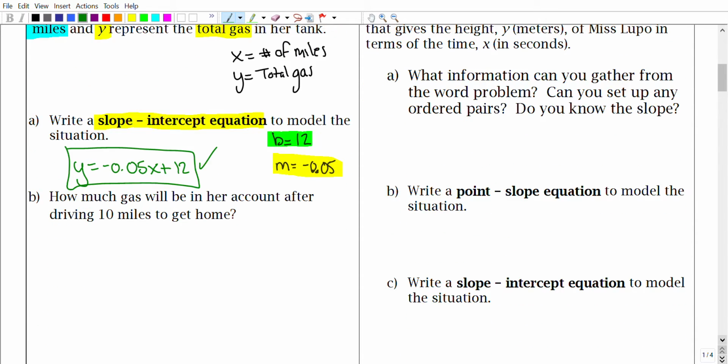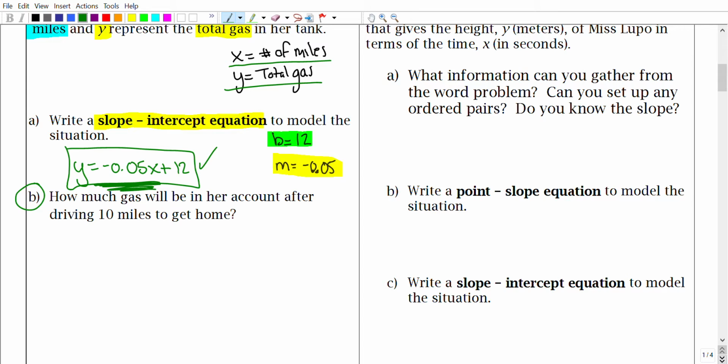Now it says how much gas will be in her account after driving 10 miles to get home. So even before I answer this question, I want you guys to understand the reason why we do like to write linear models like we just did. We just wrote this equation that models the situation above. So now we can answer these types of questions, okay? But we have to remember, again, what do each of those variables represent? What does the y mean and what does the x mean? Well, we wrote those two things up here. X is the number of miles, Y is the total amount of gas.